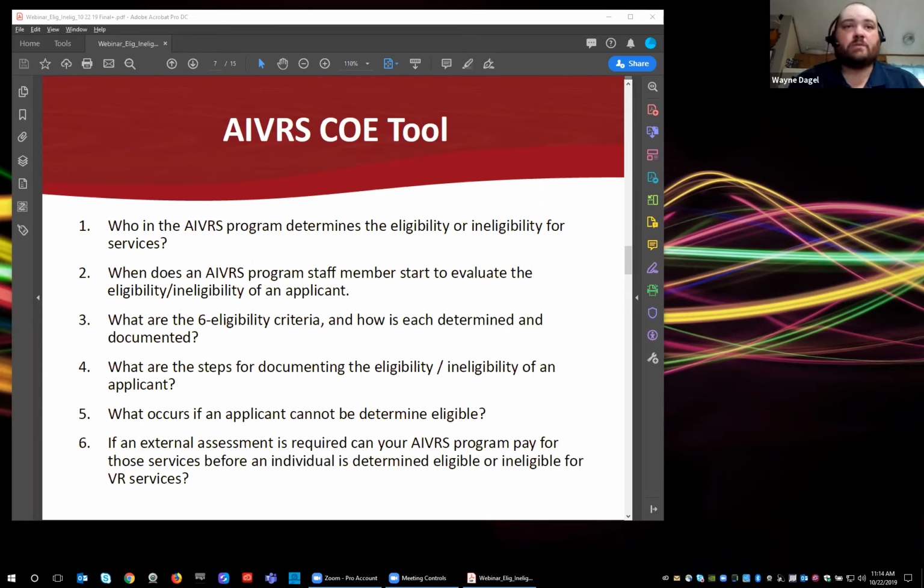And you ask them, are you still interested in pursuing services? Has anything changed with your disability? Do you have any improvements in the disability? So based off those answers, if they say no, everything's the same, then you would just say, okay, we're still going to determine you ineligible for services and we aren't going to pursue this any further.